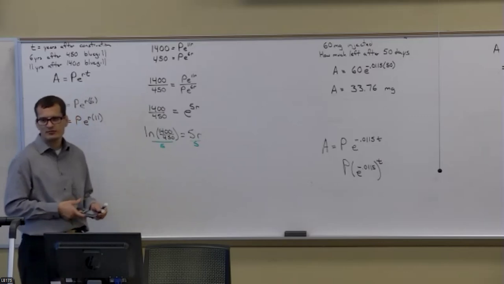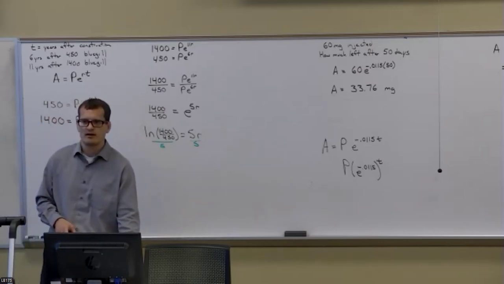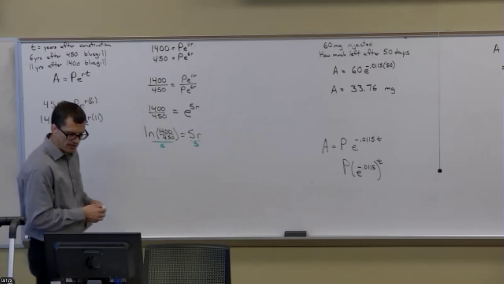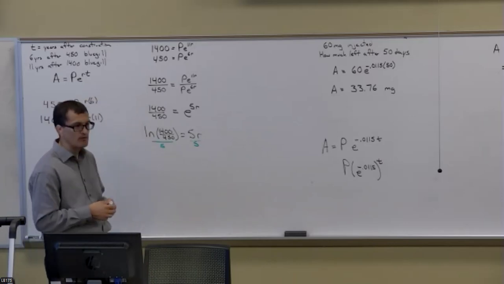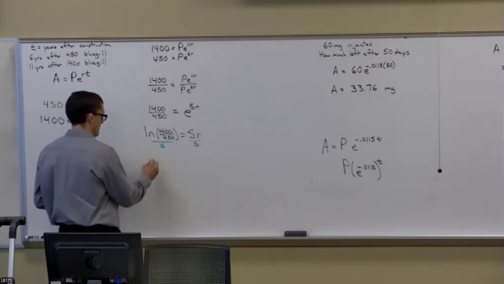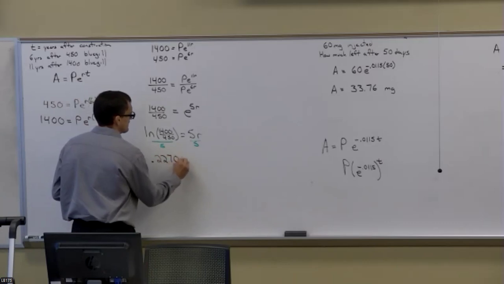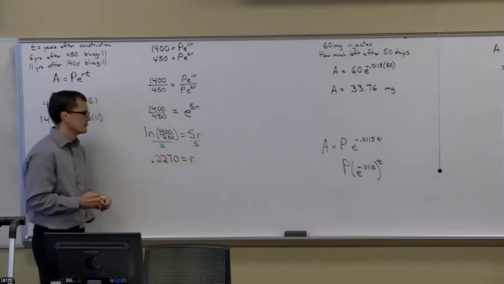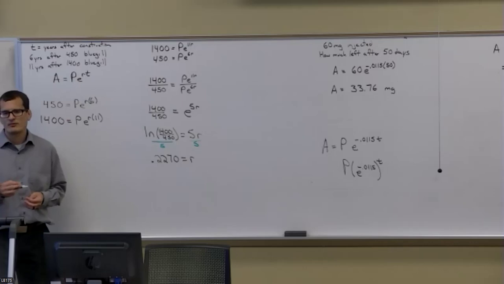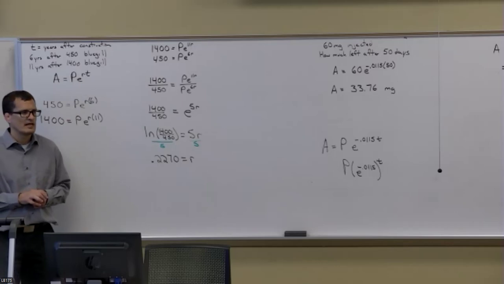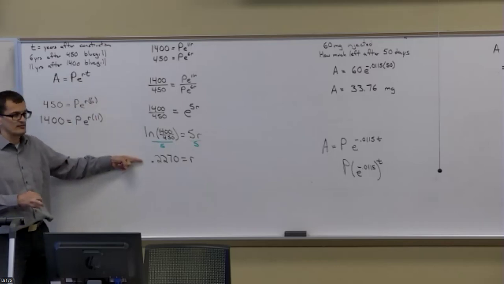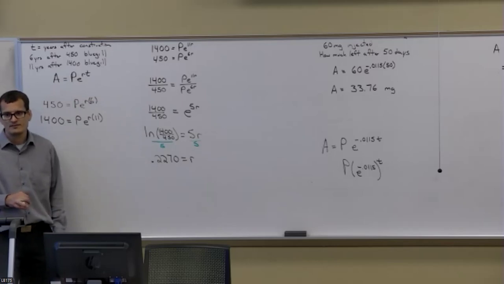I'll round that to 4 decimal places here. So that's 0.2270. Is that right? Usually it's standard to round a rate or a proportion to 4 decimal places. That's the typical standard rounding for that. But if I give you this on a test, it'll specify what to round that to.